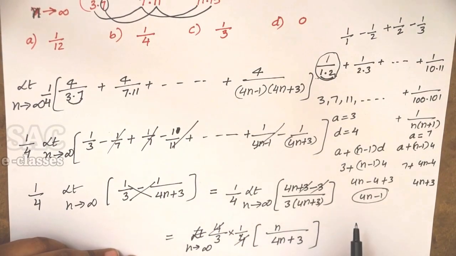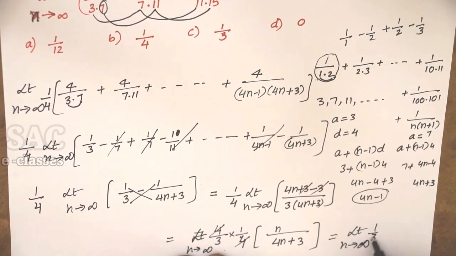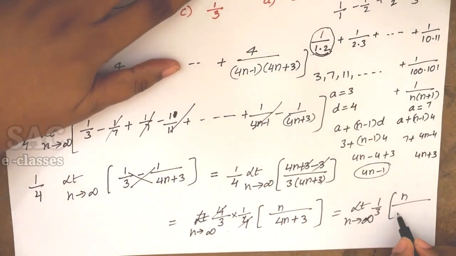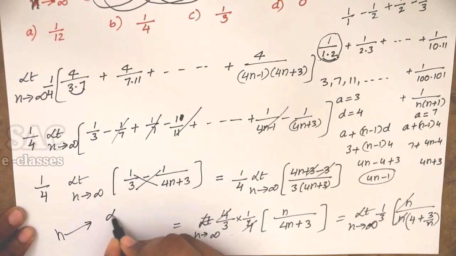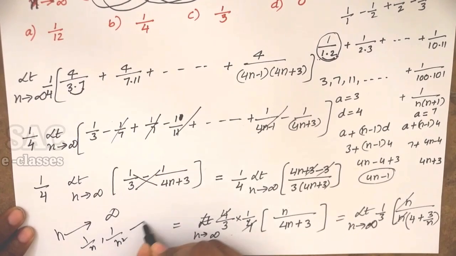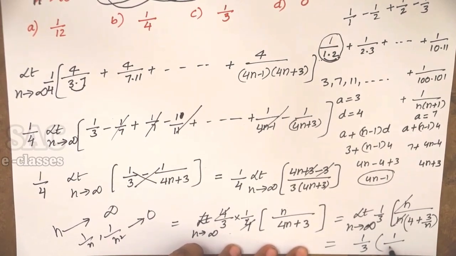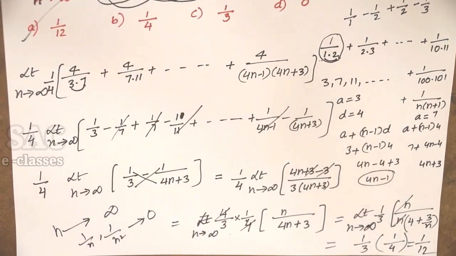Now here, after simplifying all these, we got 1 by 3 into n into 4n plus 3. Here you know how to simplify by taking out n as common. As we know, if n tends to infinity, 1 by n, 1 by n square tends to 0. So you can write it as 1 by 3 into 1 by 4 plus 0 anyhow. It is 1 by 12. Answer is 1 by 12.